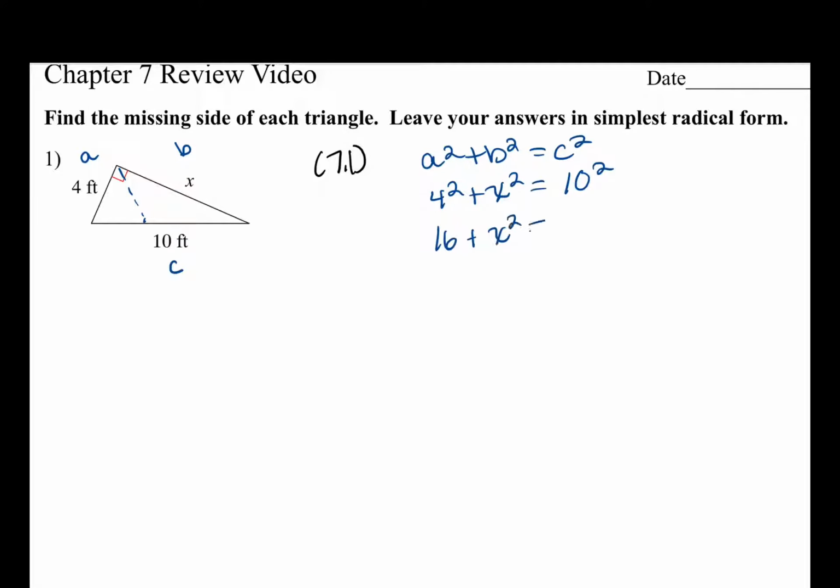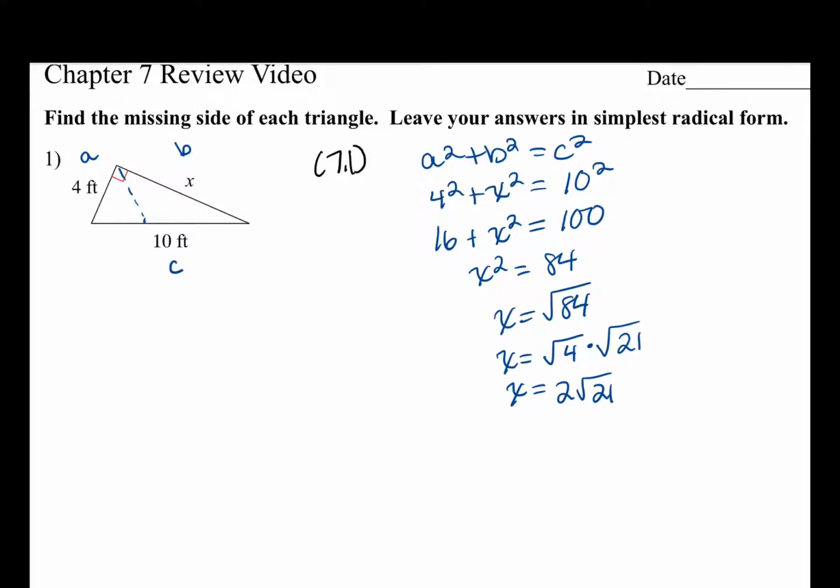4 squared is 16, 10 squared is 100. Subtract 16 from both sides, take the square root of both sides. Now, we're leaving our answer in simplest radical form, so we need to look for a factor of 84 that is a perfect square. In this case, that's 4. 4 times 21 equals 84. And then the square root of 4 is 2. So 2 root 21 is your answer. All right, so that's it for the Pythagorean Theorem.